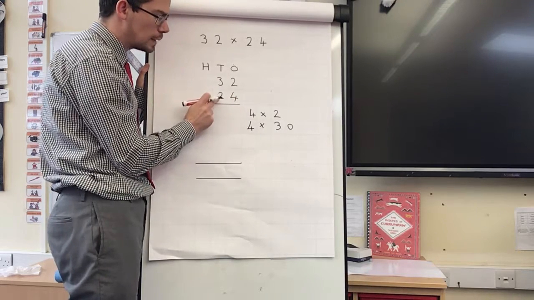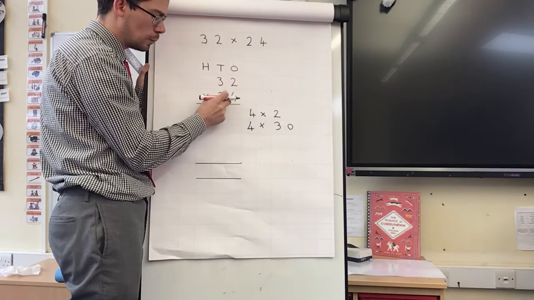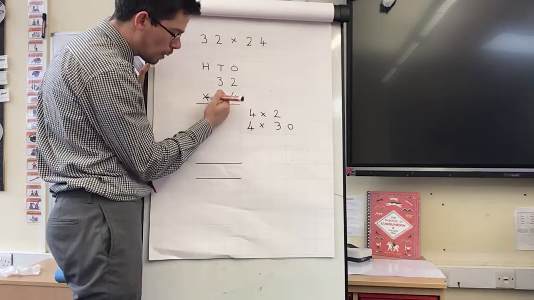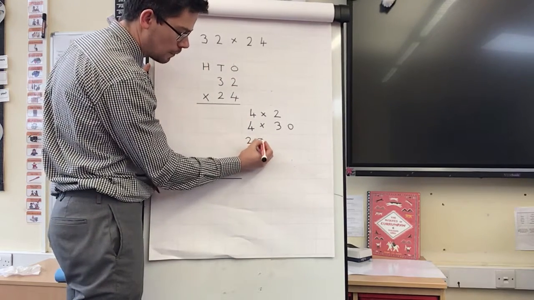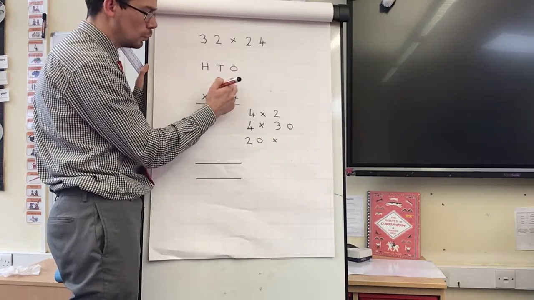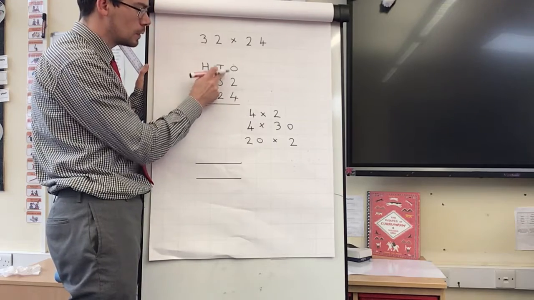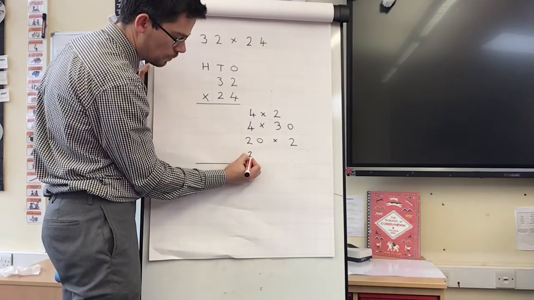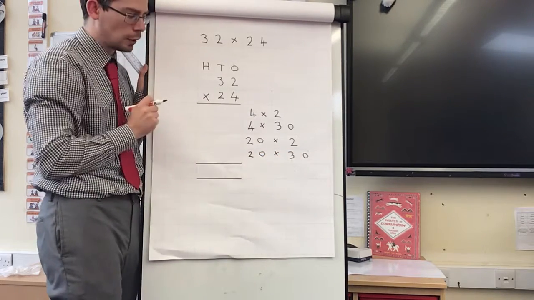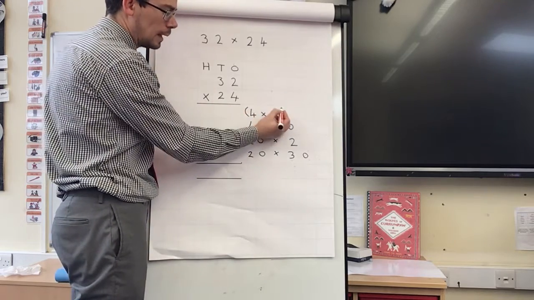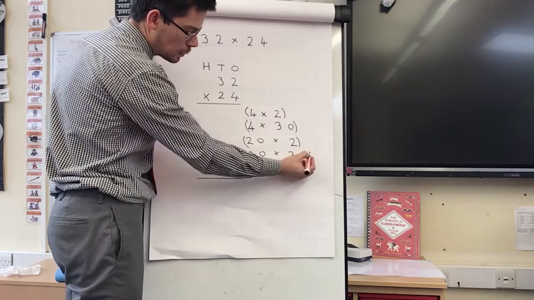Now I need to do my 20 times 32. So I've done 32 times 4, now 32 times 20. I'm going to start with, and remember this is 20 because it's 2 tens, 20 times 2 ones, so just 2. And then I've got 20 times 30, which, if you remember the grid method, would have been the first box you would have done usually. And it is the biggest product that you put together.